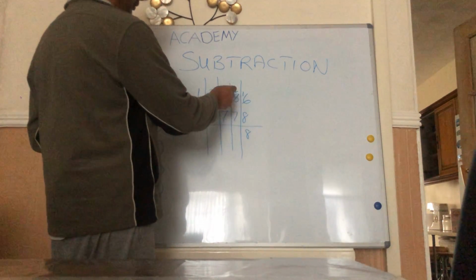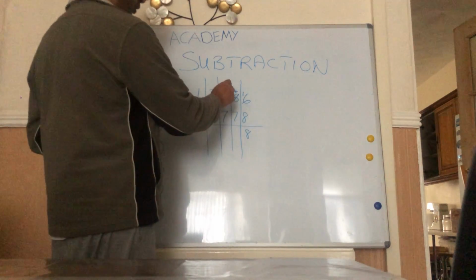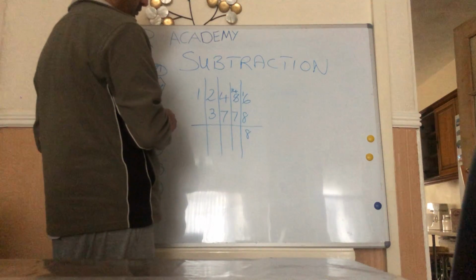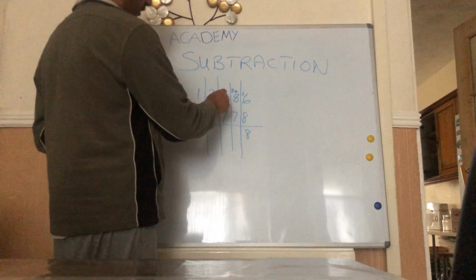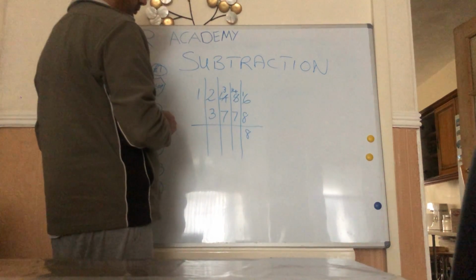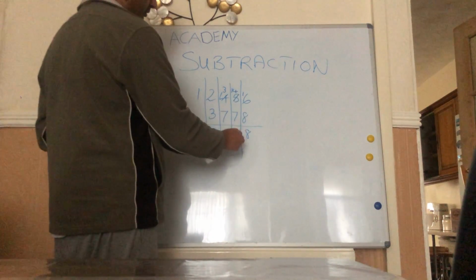And then 7 from 4 won't go. So we're back in the same situation. So we have to borrow 1, that becomes 14. And because we borrowed 1, we have to cross this one off and make it 3. Now 14 minus 7 equals 7.